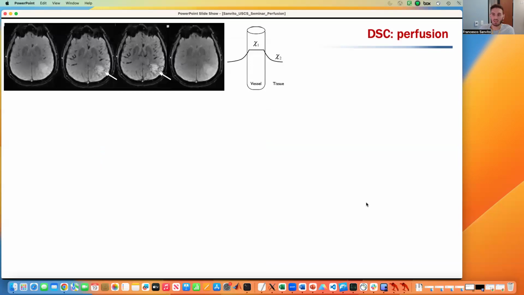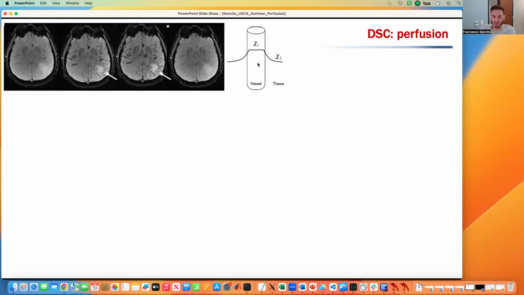Now let's talk about DSC imaging, where on the contrary, it's not T1 weighted, it's a T2 star weighted sequence. The principle is that when the contrast agent gets in the vessel in a certain voxel, there is a concentration difference of contrast agent between the vessel and the tissue. This generates a susceptibility gradient.